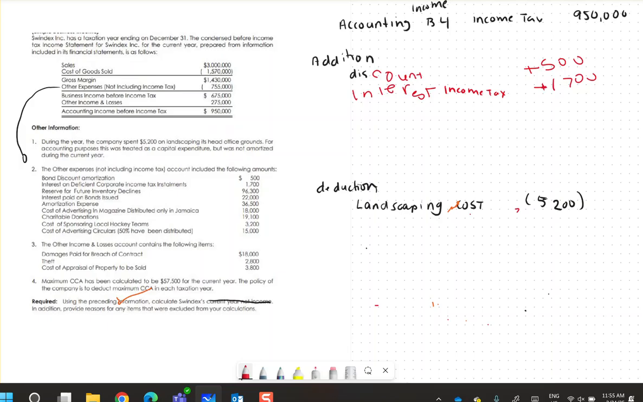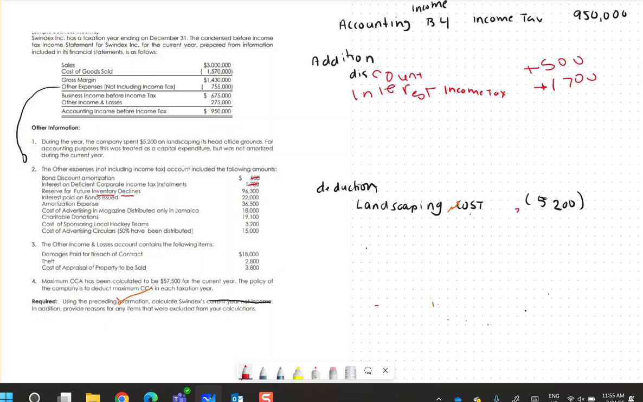Going further, we dealt with that, we dealt with this. So what we have is something called reserves for future inventory. It went down in price. So one year you deducted, the other year you'll be adding it.